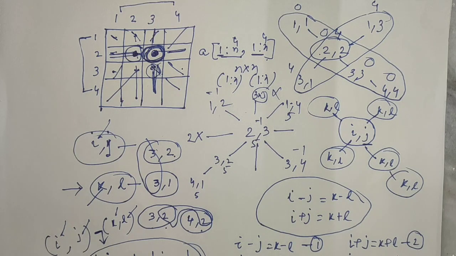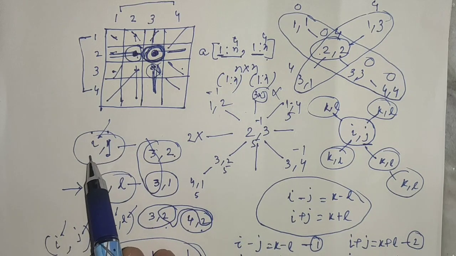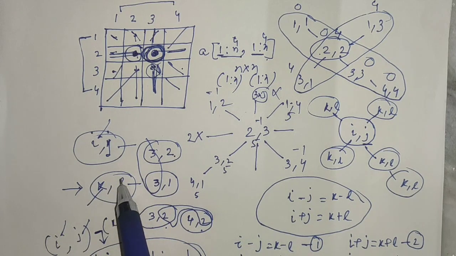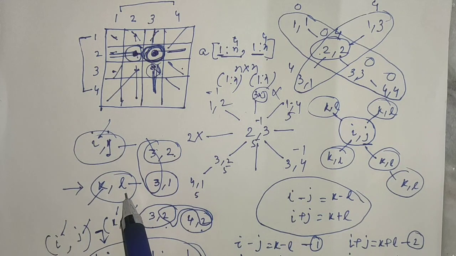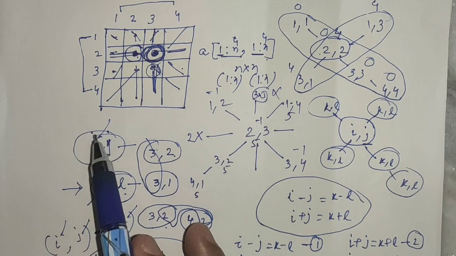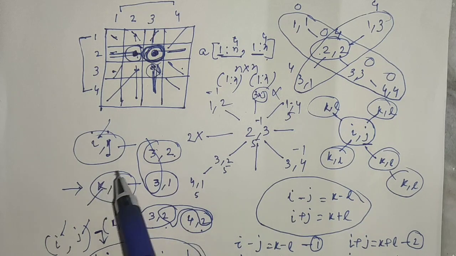The condition is they will not share the same row. Another condition is they will not share the same column. The last condition is they will not share the same diagonal, and you need to consider both diagonals. How to judge whether they are sharing the same row or column is very easy. If a queen is placed at ith row and jth column, and another queen wants to be placed at kth row and lth column, if I and k are the same, they are sharing the same row, which is not acceptable. If j and l are the same, they are sharing the same column, which is also not acceptable.